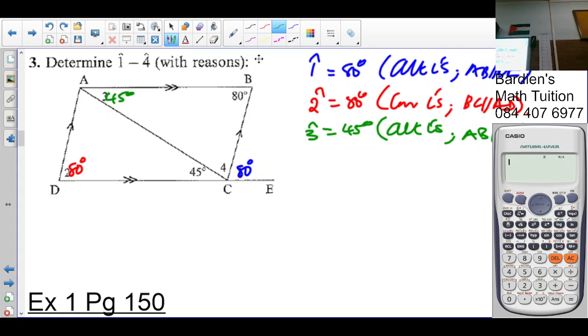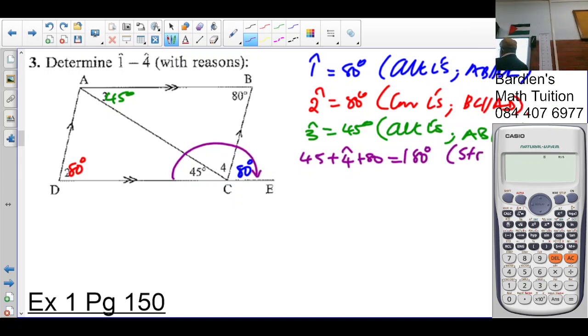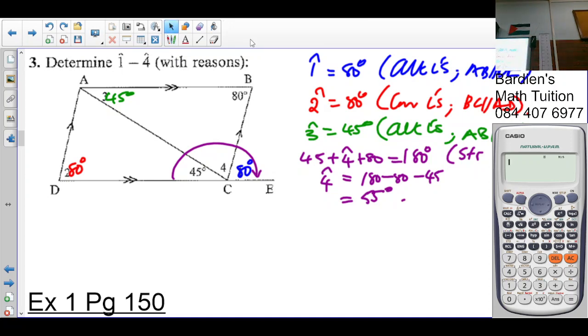Okay, and angle 4. So it's 45 plus angle 4 plus 80 is equal to 180, as angles in a triangle. Angle 4 is equal to 180 minus 125, which is 55 degrees. Okay. Any confusion here?